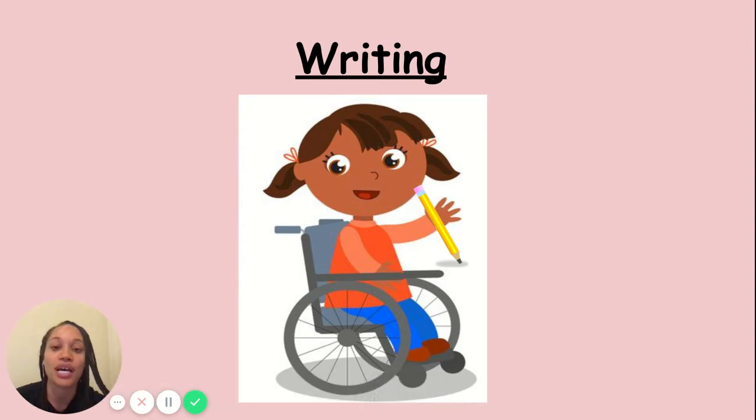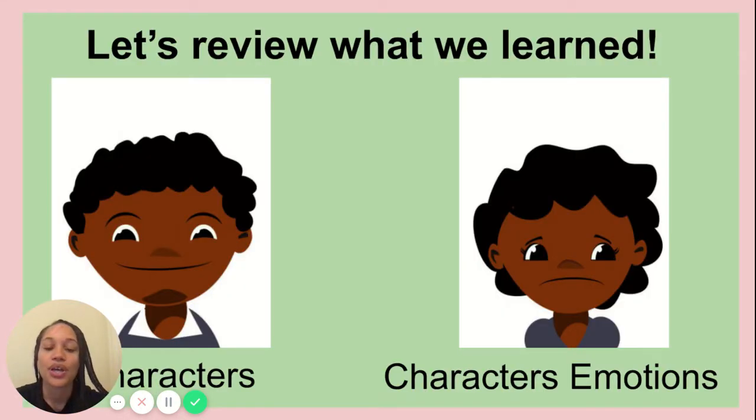You all have been doing a phenomenal job so far in writing. So let's go ahead and review some of the things that we've been learning in writing. We have learned what a character is, and we know that a character has a face, eyes, ears, mouth, and nose. And we also learned that a character has emotion. Characters feel things. And next, we're going to be learning about setting. So our characters are somewhere in the story, but we're going to learn how to identify where they are.